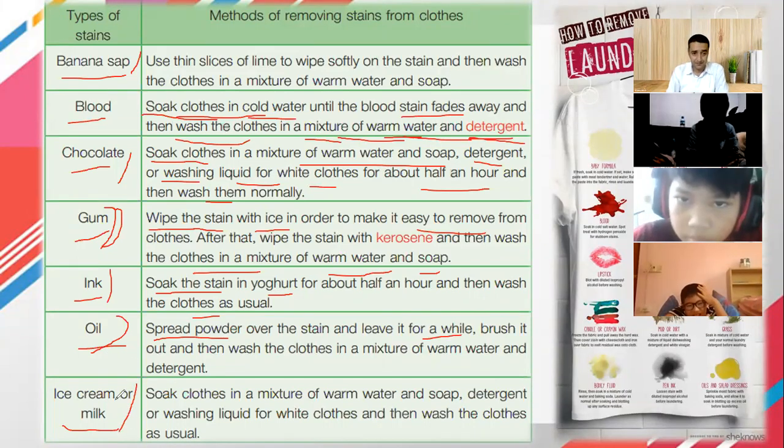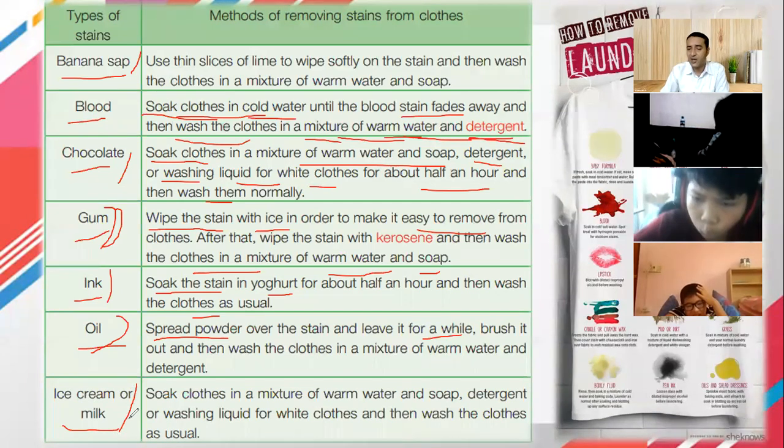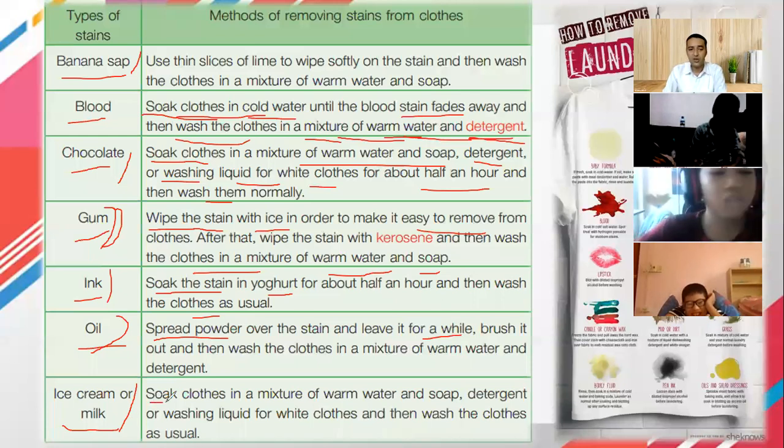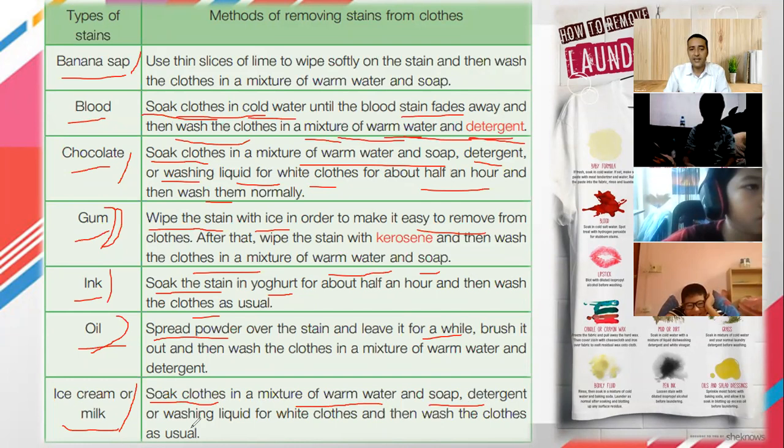Now the last one, ice cream or milk. If we have a stain of ice cream or milk, how are we going to remove it? We follow the same way. Soak the clothes in a mixture of warm water and soap, or detergent, or washing liquid for white clothes, and then wash the clothes as usual. It's a very simple way.